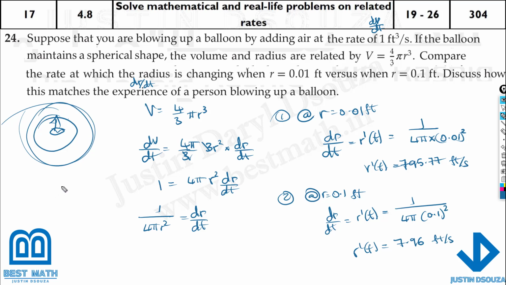So if you practically think about it, when a balloon is so small, when you just blow maybe 1 or 2 times, it'll become so big. But then if you just put 1 or 2 times, it'll just increase a little bit. So that's why as the balloon gets bigger, the rate of change of volume, rate of change of radius reduces, and that is what has been visible.